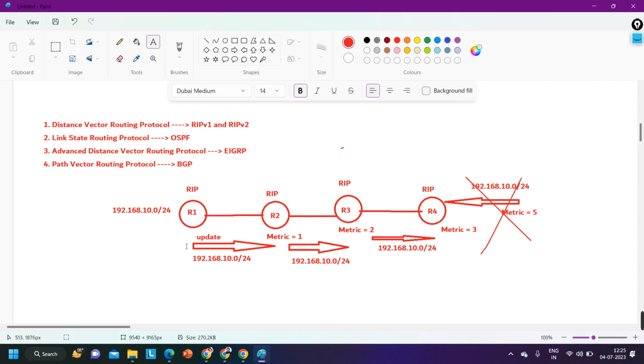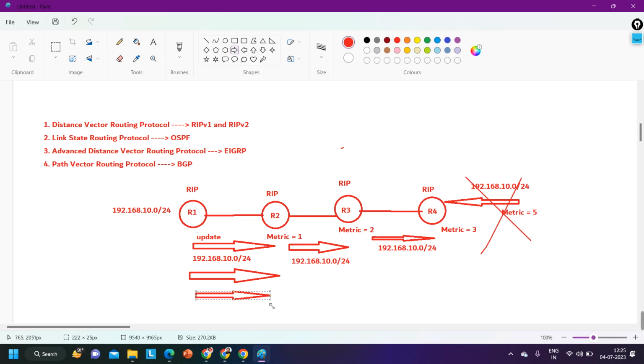Yes? Yes. Now again, do you think router 1 needs to send the same network information to router 2? No. No, but it will send. It will send a periodic update. It always sends periodic updates after a specific interval of time. We will understand that timer, but it will send periodic updates. Periodic means sending update messages continuously after a specific interval of time. Okay?